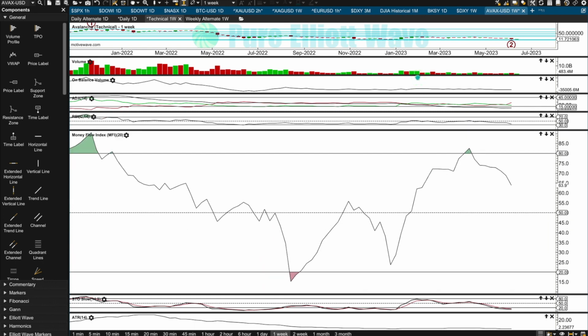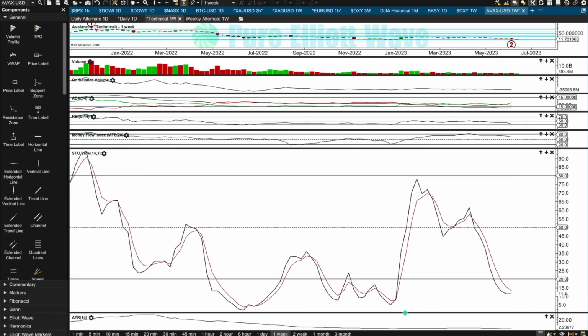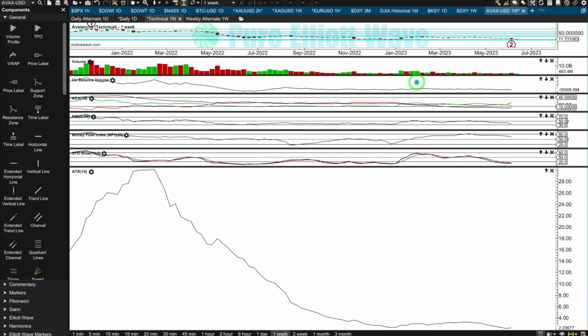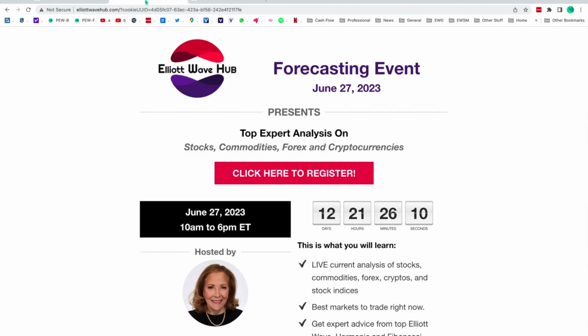Money flow also exhibits some bullish divergence between this point and this point. Price is closing lower. Money flow is higher after reaching oversold. Stochastics oversold. Price at support. Would be reasonable to expect an upward swing about here. And ATR declining throughout this bear market. That's it from me with Avalanche for you.